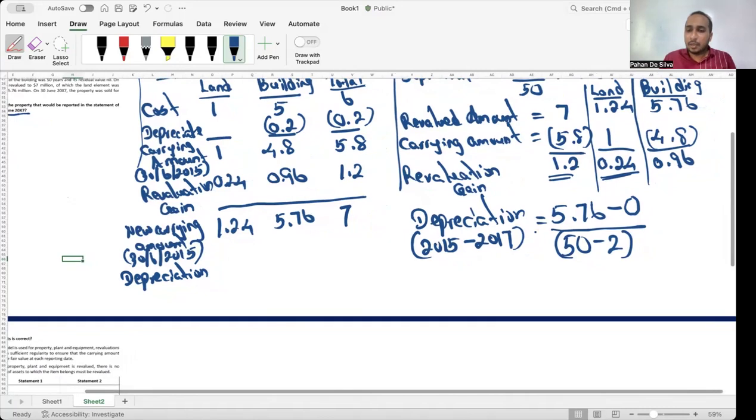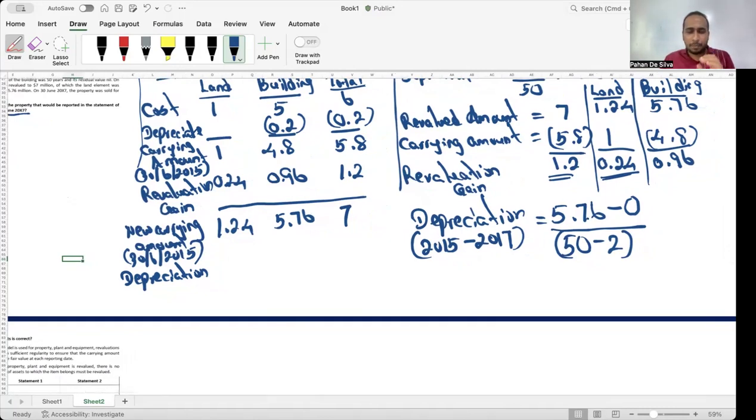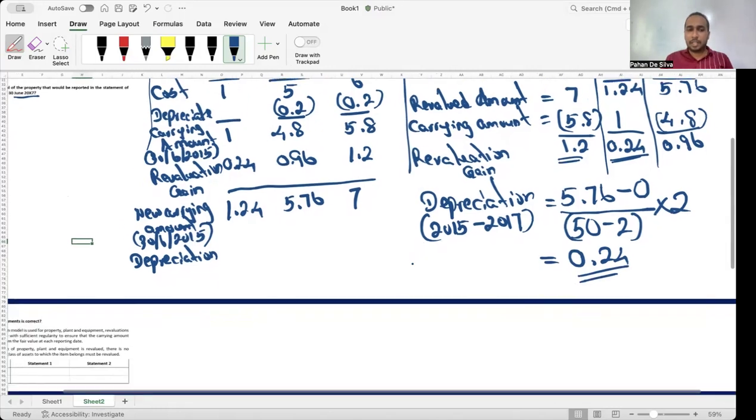Now this gives us annual depreciation, the depreciation charge for 1 year. In order to get the depreciation for 2 years, we have to multiply by 2. Now you can calculate 5.76 divided by 48. Annual depreciation is 0.12. You have to multiply it by 2 accordingly. The accumulated depreciation for the period between 2015 to 2017 is 0.24.